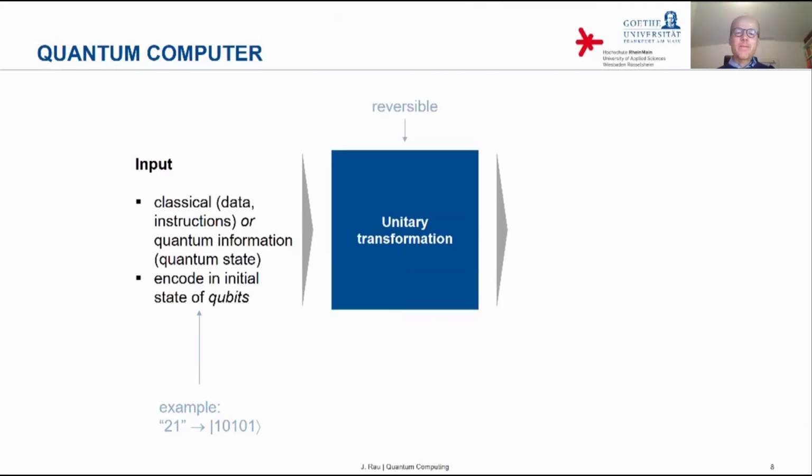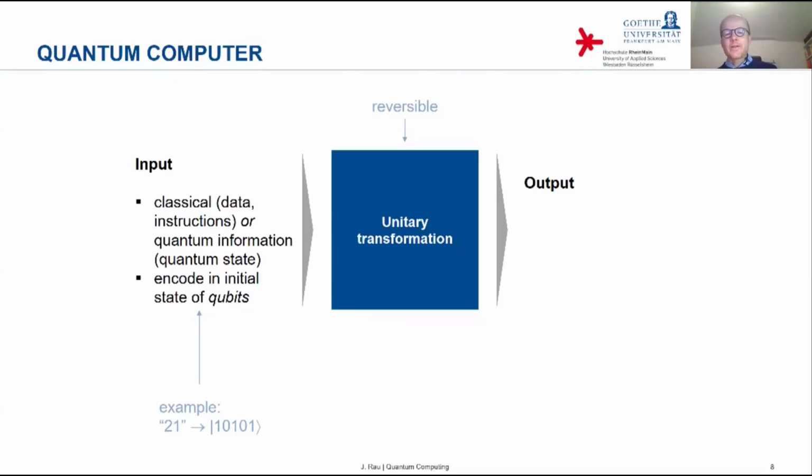Already at this point, we come back to the issue of reversibility versus irreversibility. A unitary transformation is always reversible. There always exists an inverse. And therefore, this core of a quantum computer always works in a reversible fashion, in contrast to a classical computer, which has a lot of irreversible gates.